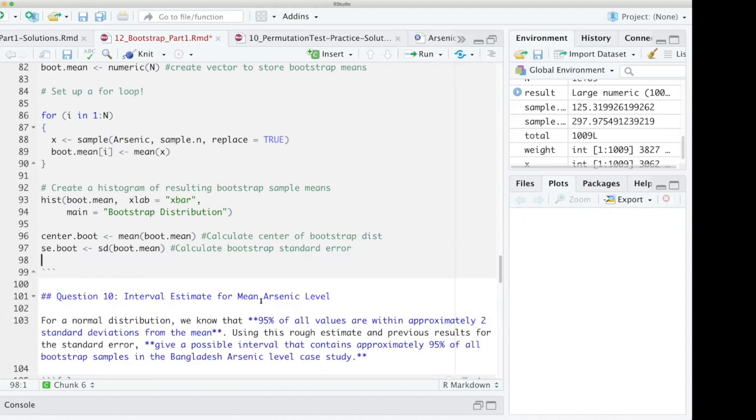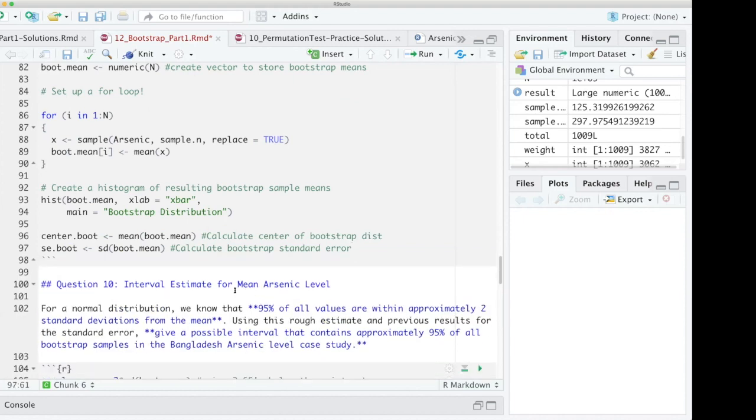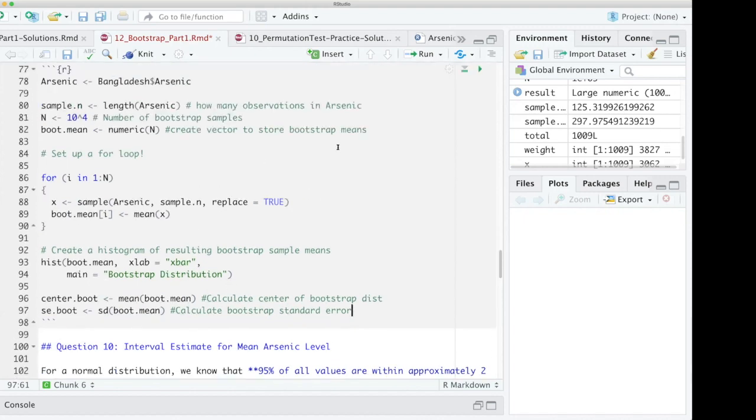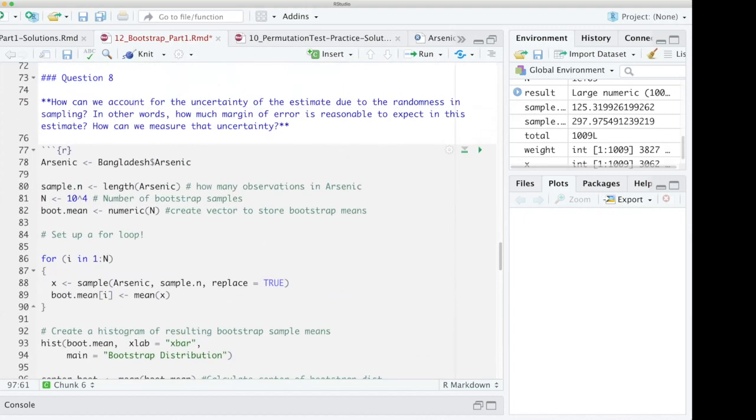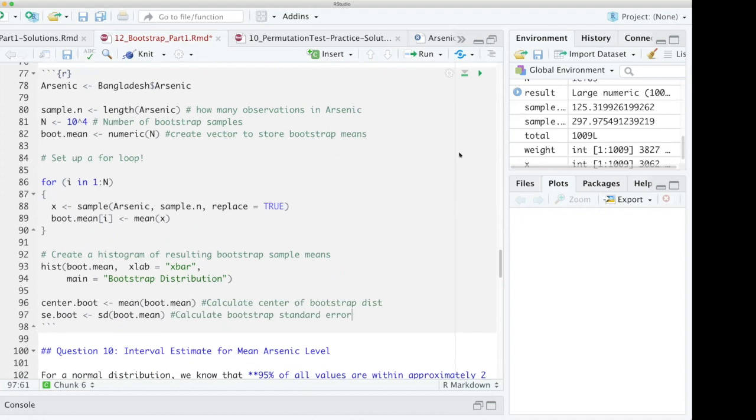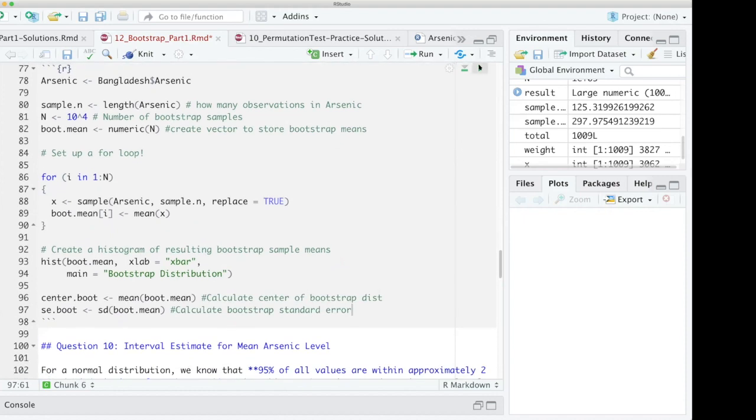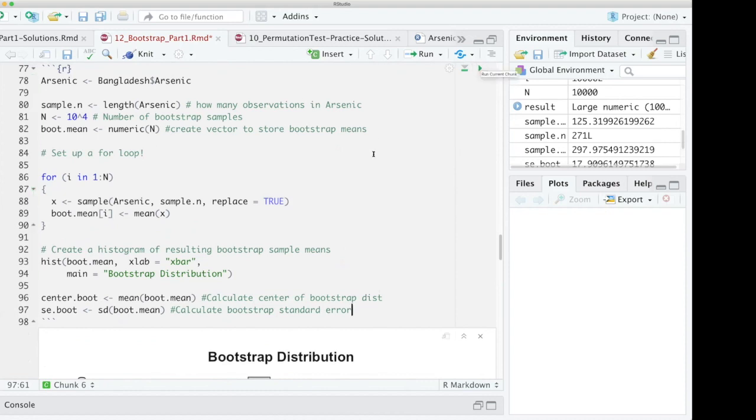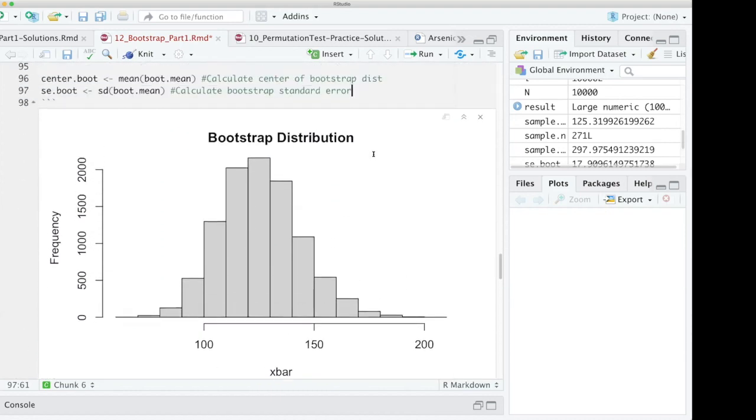Okay, I think I don't need that stuff. And let's run this and see what happens. Any questions about that actually before I hit run here? These are pretty fast. So there's my bootstrap distribution.